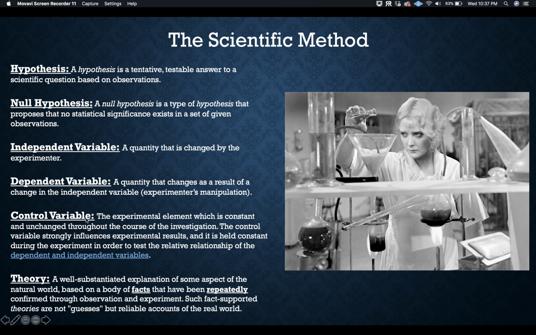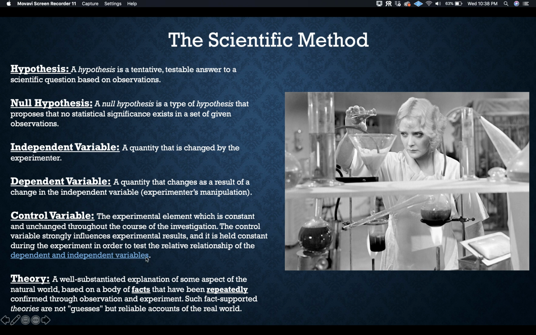The control variables are very important. The experimental element, which is constant and unchanged throughout the course of the investigation, is known as the control variable. It strongly influences experimental results, and it's held constant during the experiment in order to test the relative relationship between the dependent and independent variables.